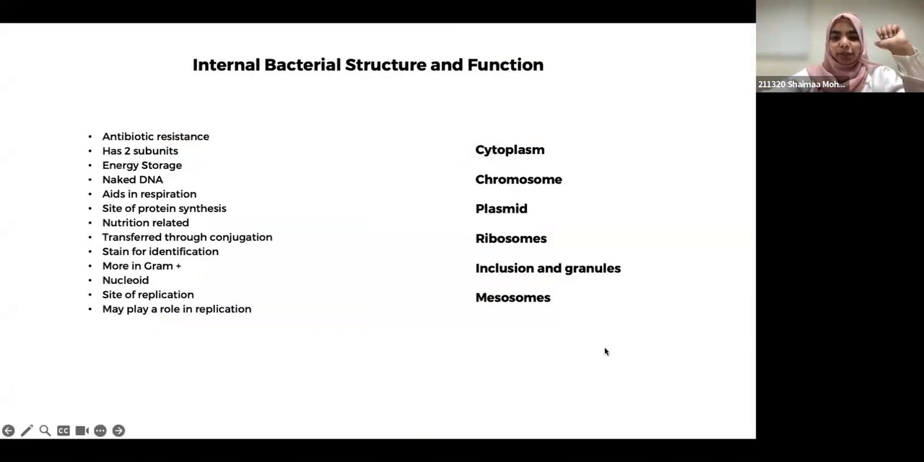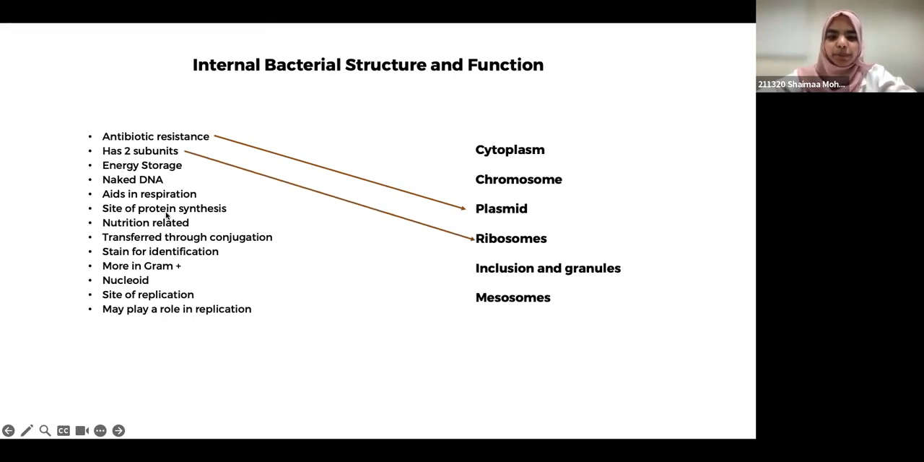Now I want you to match. You can either say in the chat or unmute yourself which structure these describe, okay? Starting with antibiotic resistance. Which one helps in antibiotic resistance? Plasmid. Yes, correct. Antibiotic resistance is helped by the plasmid. Which organelle has two subunits? Ribosomes, perfect. Ribosomes have two subunits.